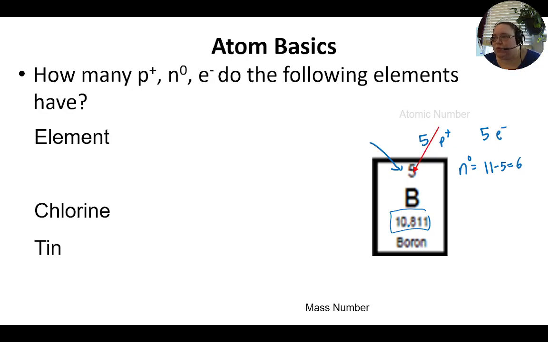So using your real periodic table, determine the number of protons, neutrons, and electrons for both chlorine and tin. And for those of you who are playing with the online version of the periodic table, there is a nice, neat shortcut for finding elements quickly on your periodic table. I'm going to show you real quick.